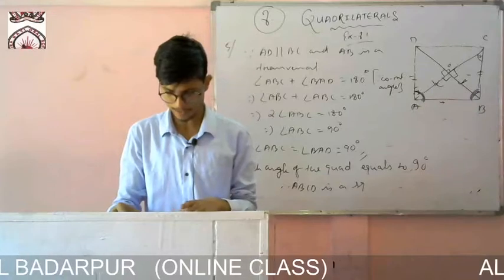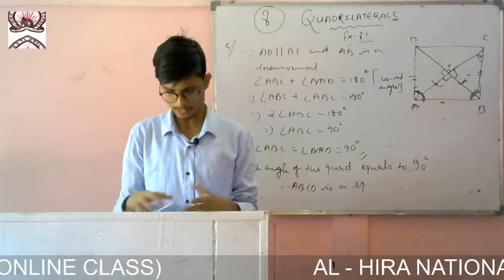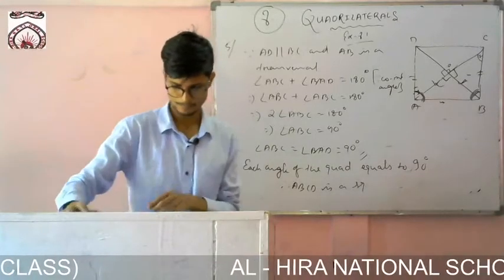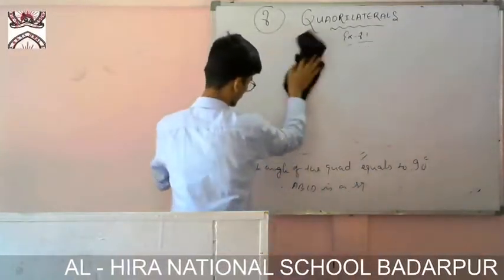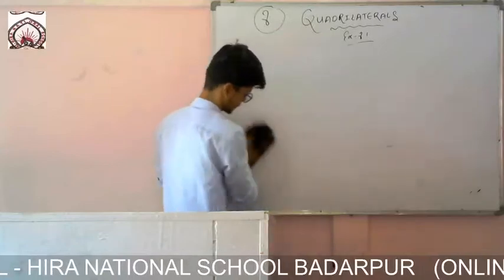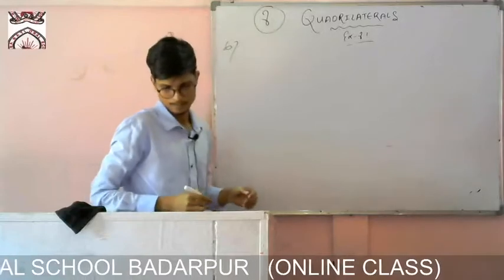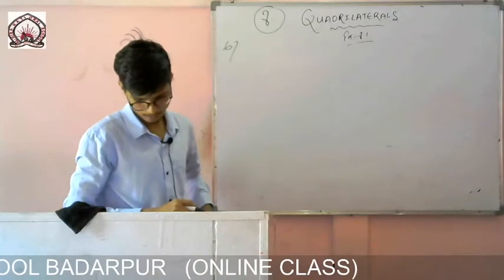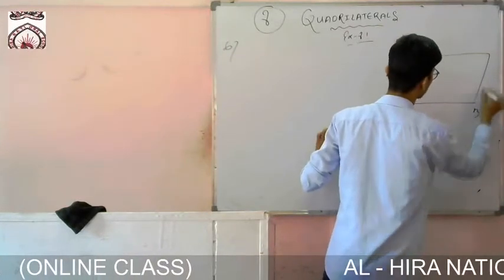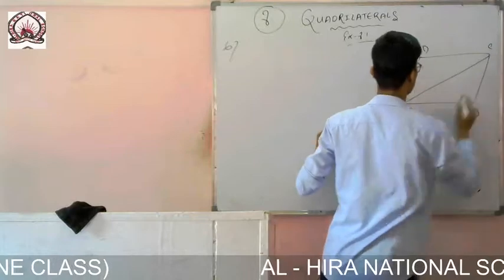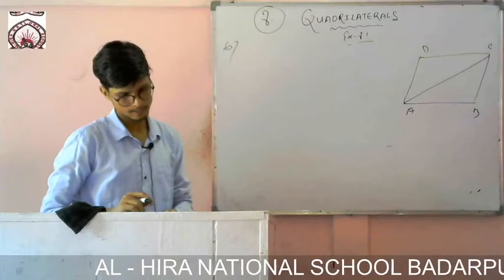Diagonal AC of a parallelogram ABCD bisects angle A. Show that it bisects angle C. Question number 6. So what is given? Diagonal AC of a parallelogram ABCD bisects angle A. Show that it bisects C also.